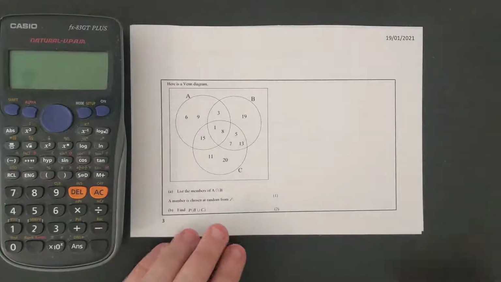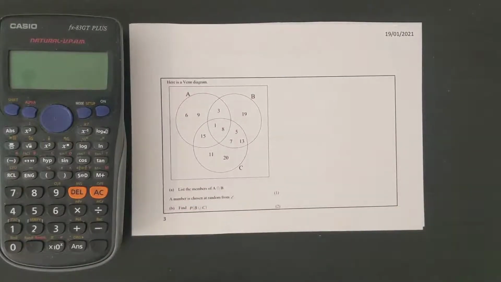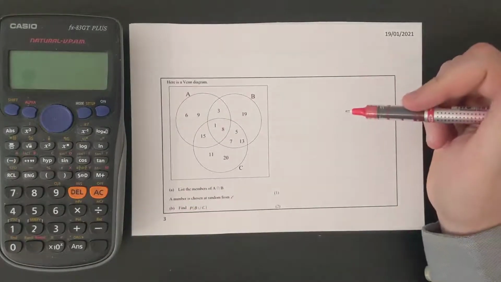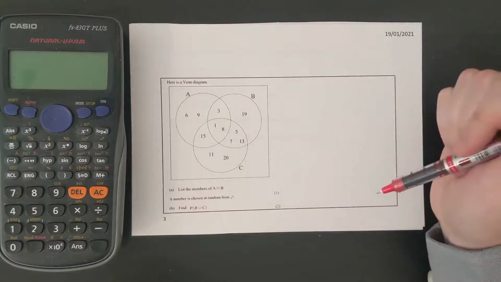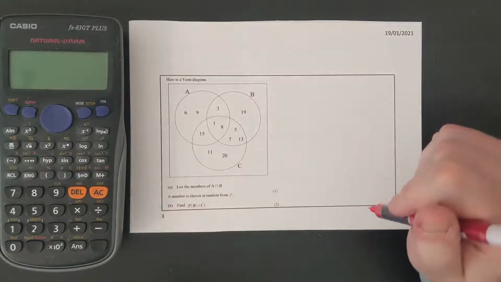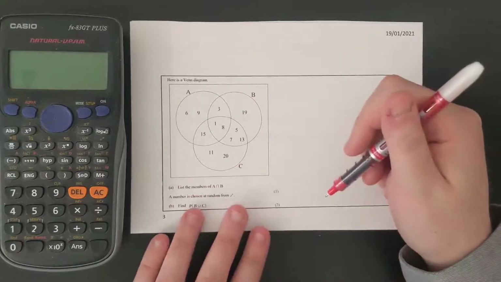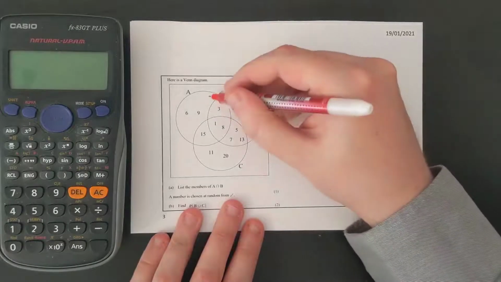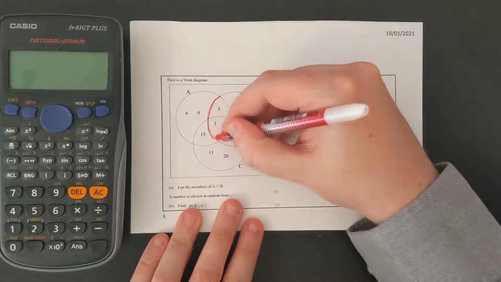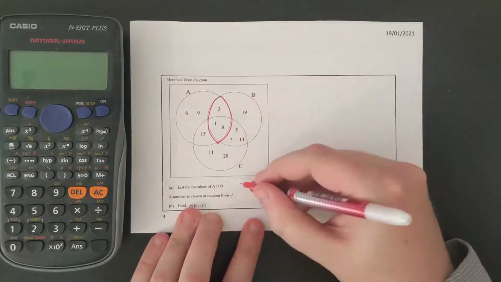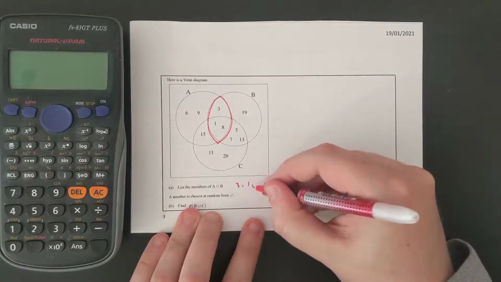Venn diagrams can also contain more than 2 different sets. So here is a Venn diagram containing sets A, B, and C. And you're asked to list the members of A intersection B. And intersection, you'll remember, means and. So in both A and B will be these numbers here. So 3, 1, and 8.